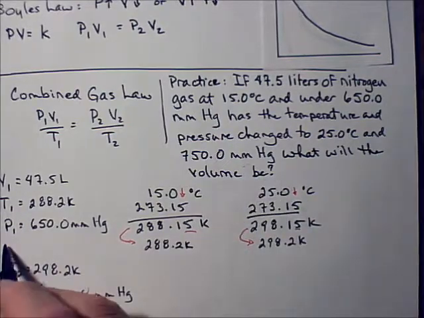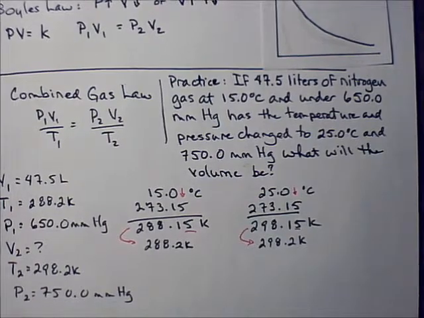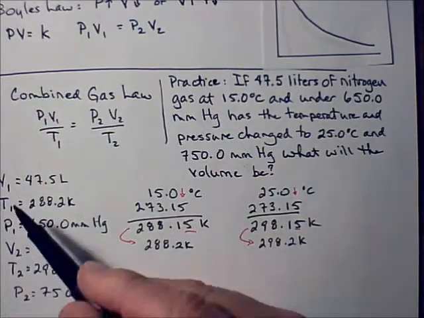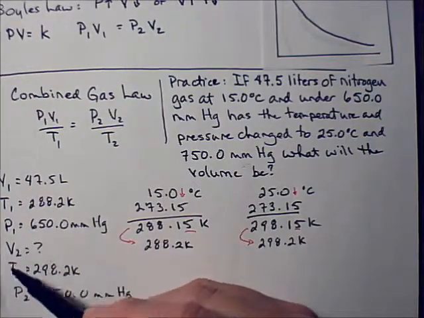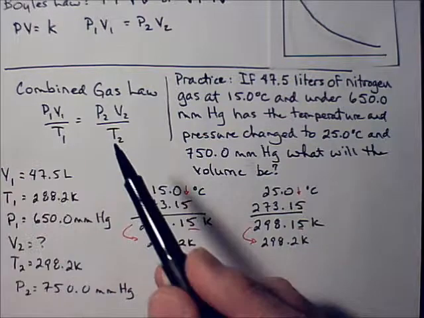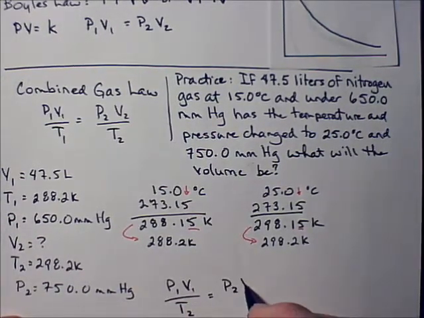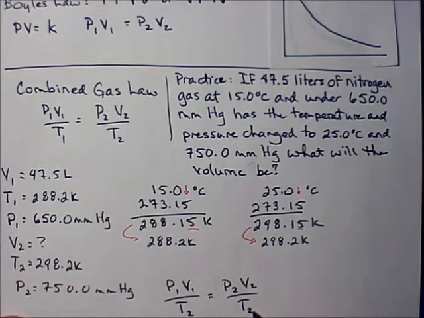And it says, what will the volume be? Well, the volume then is our unknown. Okay, so we know everything but V2. And if we look for an equation that fits this list of knowns and unknowns we have over here, it's this equation. So we're going to write out that equation. P1 V1 over T1 equals P2 V2 over T2. So let me fix that. I don't know why I wrote T2 down here.